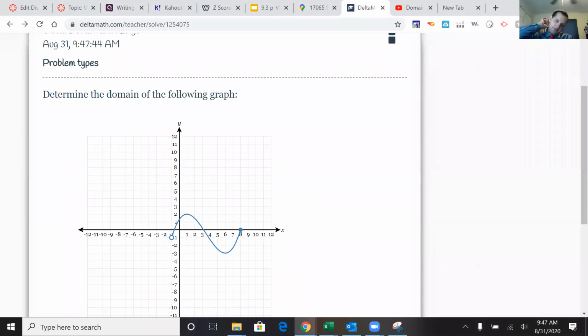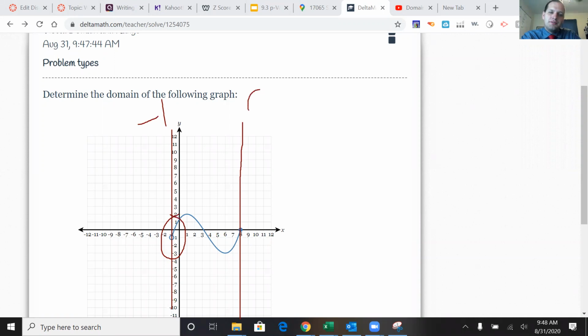So here's the domain problem. What is the smallest x values we can get to? What are the largest x values we can get to? Looks like the smallest x values end up right here at -1. The largest x values end up here at +8. So we know that all of our x values need to be between -1 and 8.